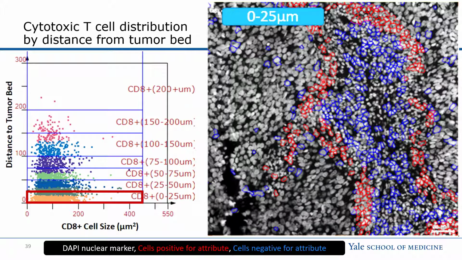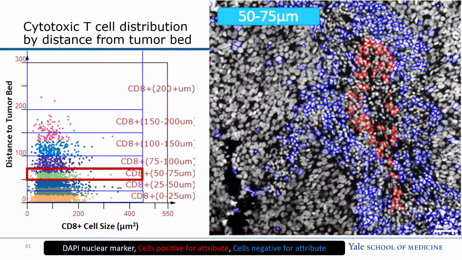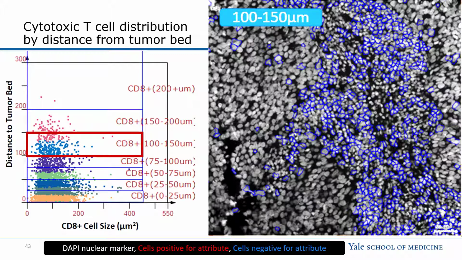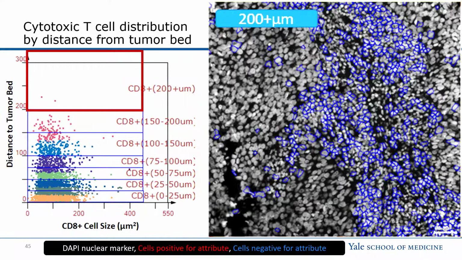In red, we see the cells that are within 0 to 25 microns of the actual tumor bed. In red, we see the ones that are between 25 to 50 microns, as well as those that are within 50 to 75 microns. And you see very few as we get further up between 75 and 100 microns. And now between 100 and 150 microns, 150 to 200, and 200 plus microns.